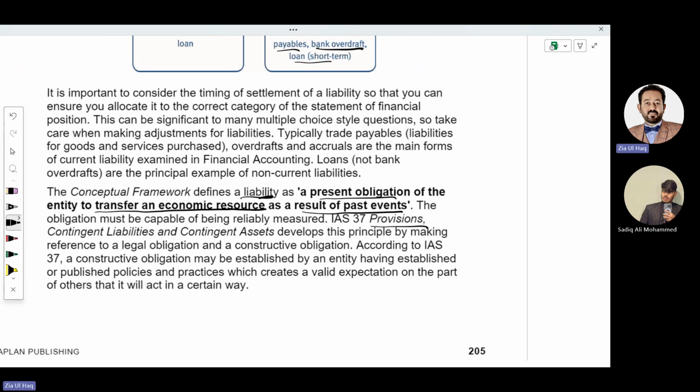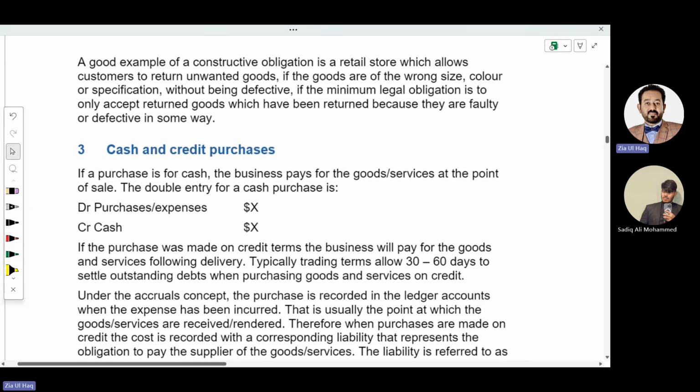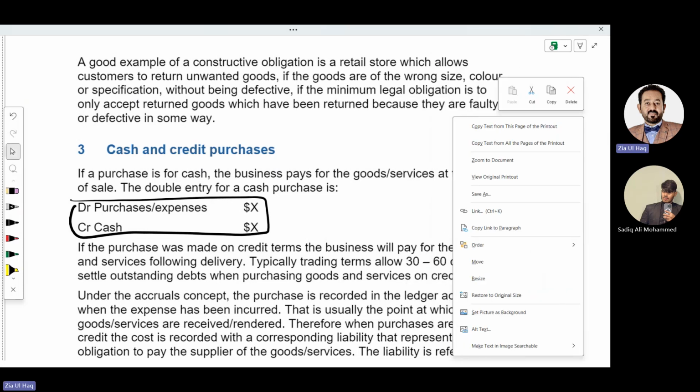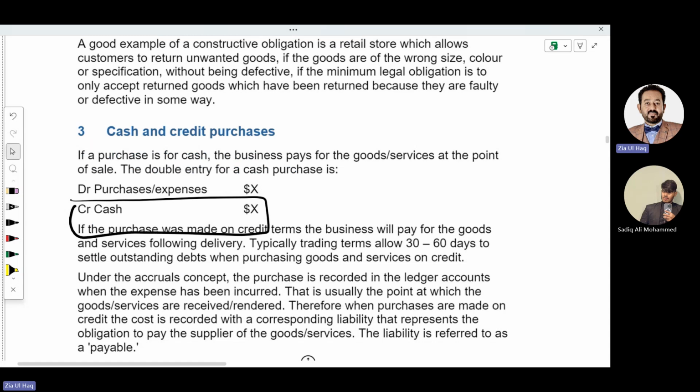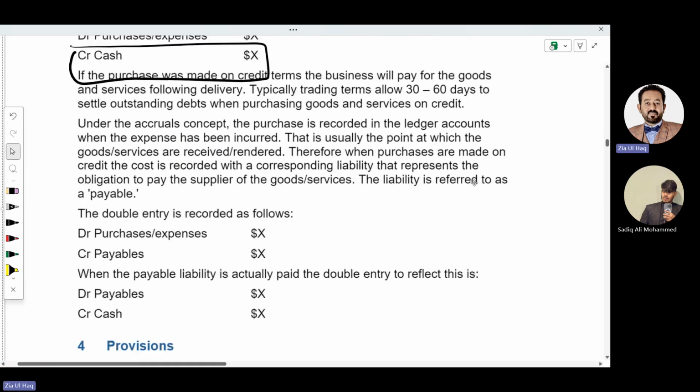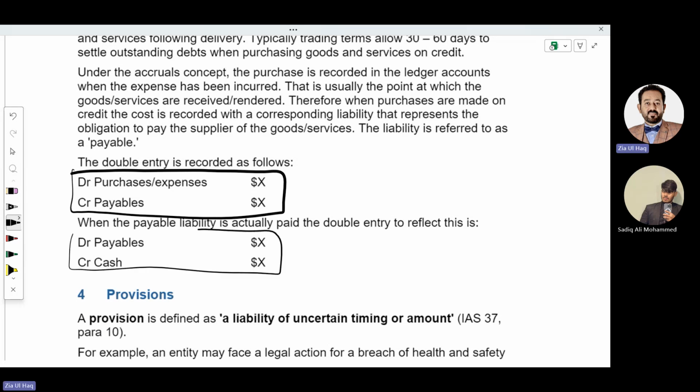And IAS 37 covers provisions, contingent liabilities, and contingent assets. And when should a provision be recorded? First, the payable accounting entry is purchases. If we purchase goods on cash basis, the accounting entry will be purchases debit, cash credit. And if we are buying goods on credit basis, the accounting entry will be purchases debit and payable credit. And when we pay cash to the supplier, payable debit and cash credit.